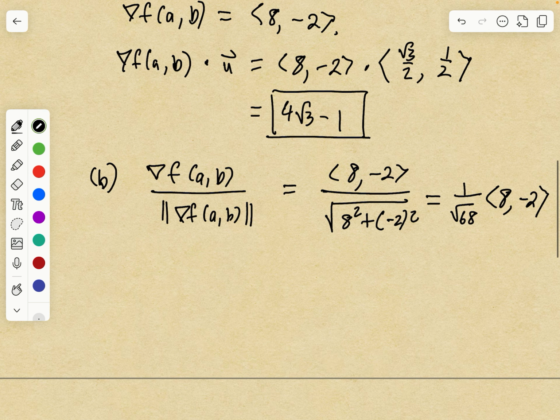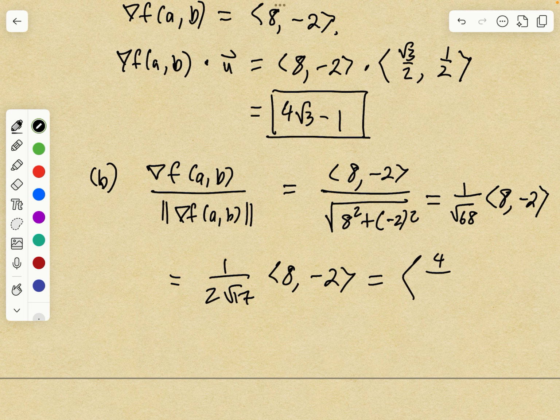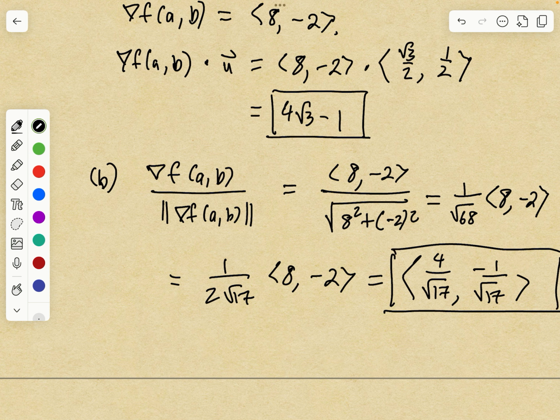Or if you want to simplify this, since 68 is 4 times 17, when you take out the 4 from the square root, you get 1 over 2 root 17, times 8, -2. Then you can divide by 2, and you get 4 over root 17, -1 over root 17. That's a more simplified way of writing it.